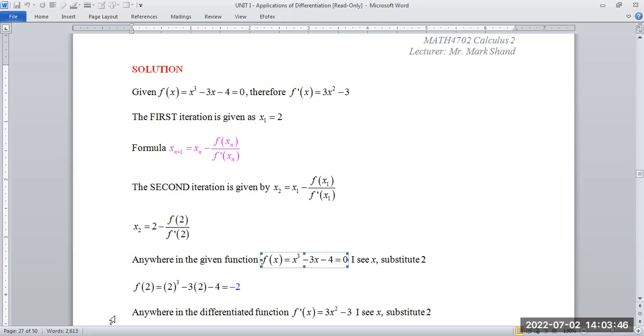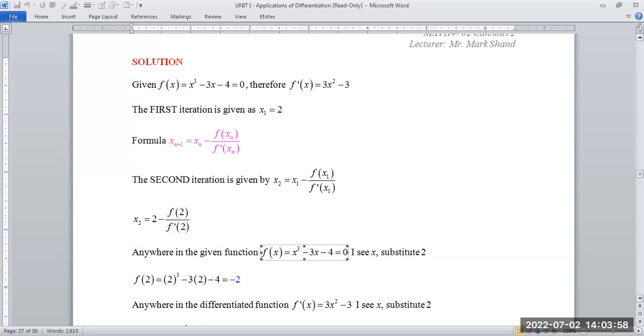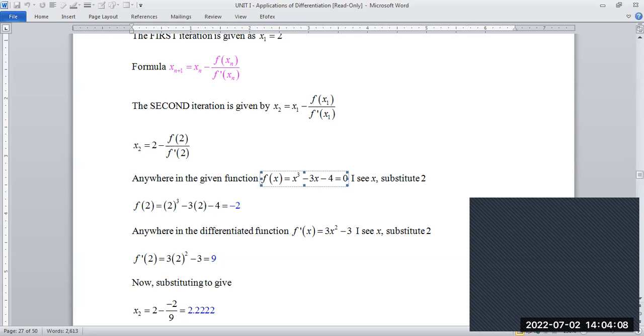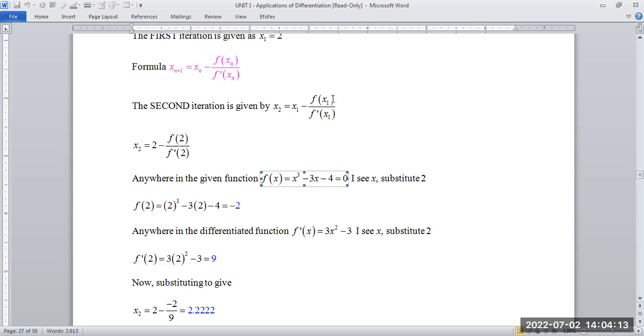Similarly, anywhere in the differential you see x, we are going to substitute 3 times 2 squared minus 3. That's 9. And that's going to give you 9. Very good. So now I know the values to substitute. So what it's going to be is 2 minus up here, so we have negative 2, down here, so we have 9. See it right here, so I'm just substituting it into that formula now.